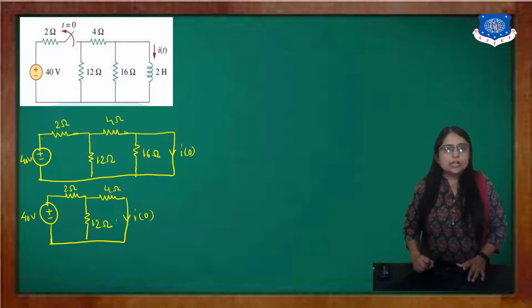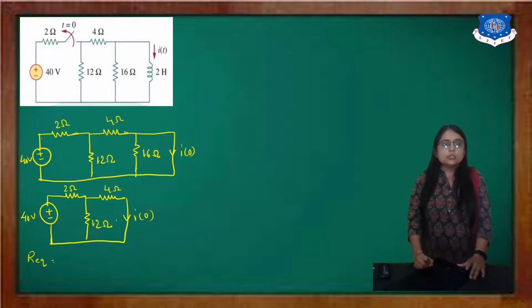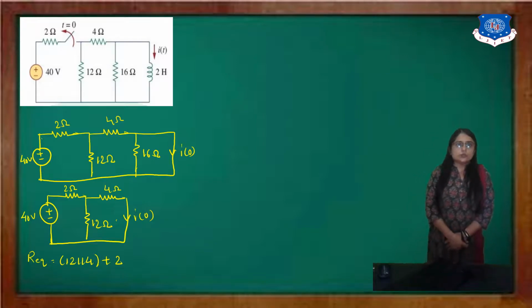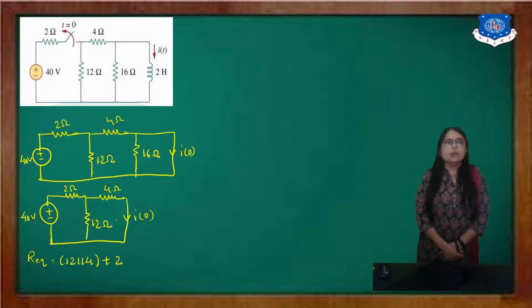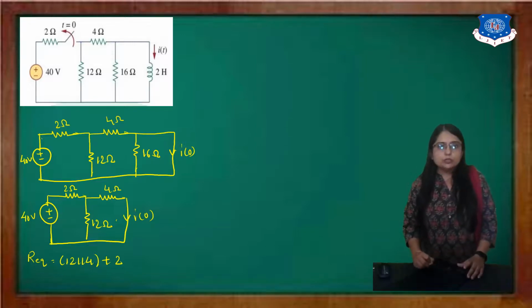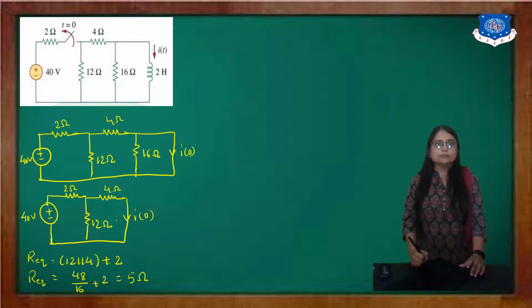Now I'll find out the R equivalent. The total resistance of the circuit is simply 12 parallel 4 plus 2, because the 12 and 4 resistors are connected in parallel, and that we have to add with the 2. When we solve this, it is 48 divided by 16 plus 2, and that equals 5 ohm. This is the value of R equivalent.